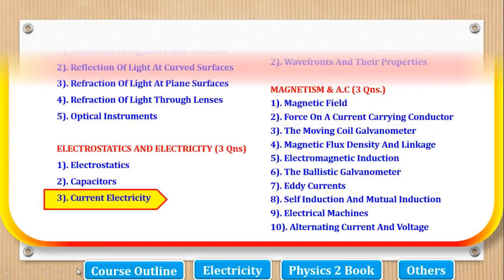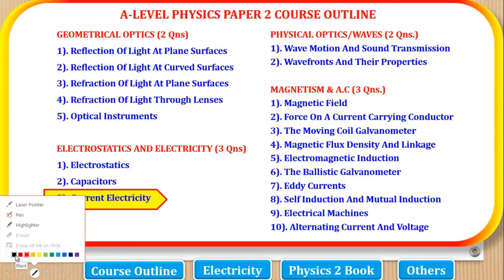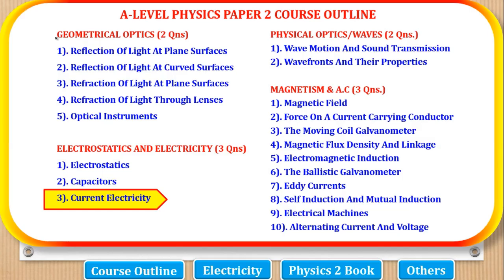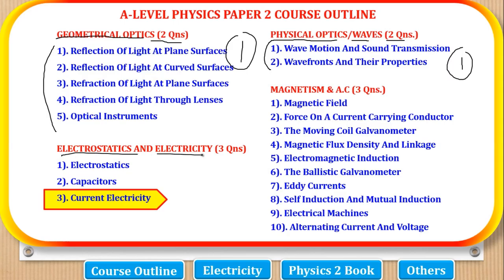Before we start, let's first look at the course outline for this paper. Physics Paper 2 is divided into 4 parts. The first part is Geometrical Optics, where 2 questions come from these topics and the student must answer one. Next is Physical Optics, or what we call waves, where 2 questions come from these topics and the student must answer one. Then the third one is Electrostatics and Electricity, where 3 questions come from these topics. And another one is magnetism and alternating current, where 3 questions come from these topics.